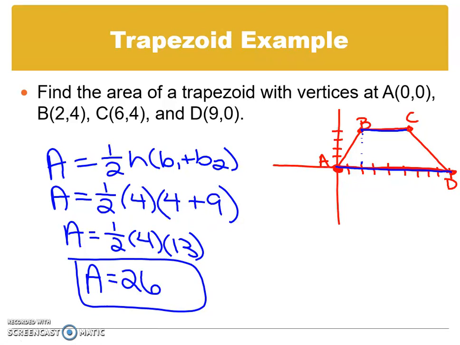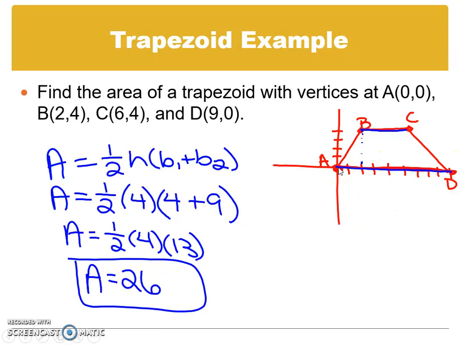Okay, so find the area of a trapezoid with vertices A (0, 0), (2, 4), (6, 4), and (9, 0). So what you need to do is draw. I'm just going to ask you to make an X and Y axis here. And do 1, 2, 3, 4. Do 1, 2, 3, 4, 5, 6, 7, 8, 9. I want you to draw this and label it A, B, C, D.